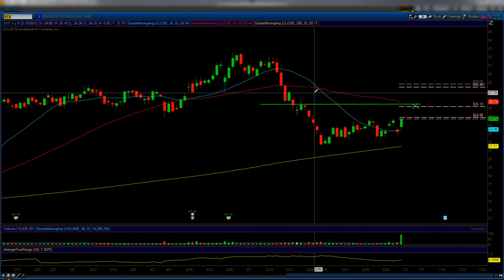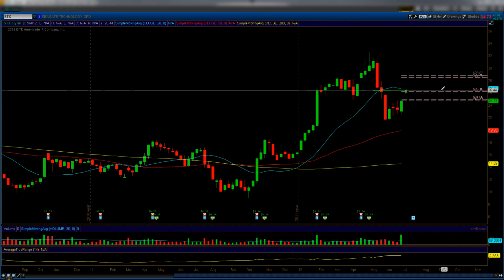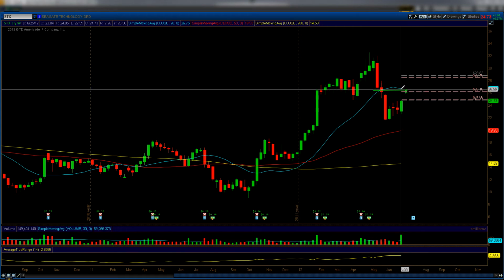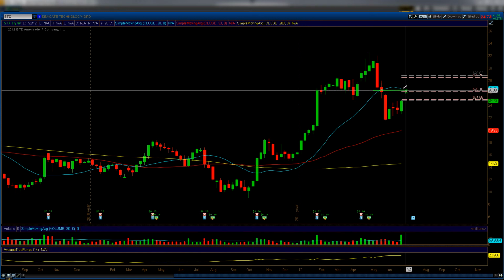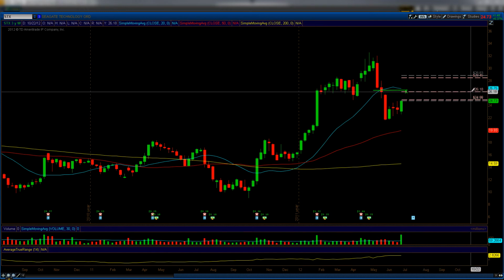Okay. Another reason why I like the STX is, if you look at this $26.18 level, not only was it a good level on the daily, but it is also a good level on the weekly. You see this 20 moving average coming over here. If we can get into this 20 moving average on the 26.18, then I'll probably take a short trade, and it'll be a very quick short trade.